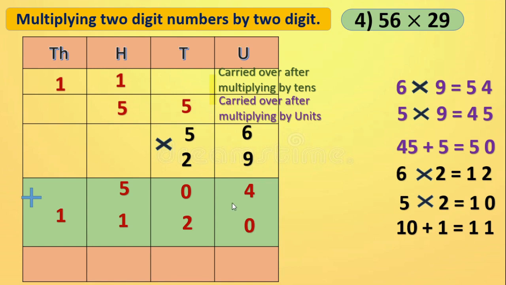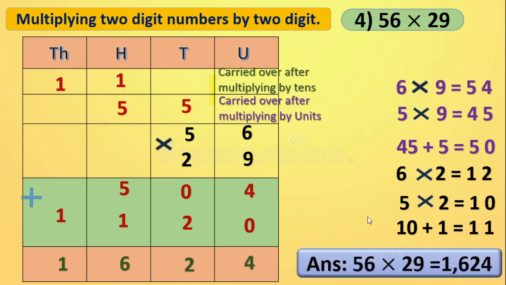Whatever we got. Okay. Now we will add this 4 plus 0, that is 4. 0 plus 2, that is 2. 5 plus 1, that is 6. Here 1. Correct? So the answer for 56 multiplied by 29 is nothing but 1624. Got this, children? Yes. Very good. We will solve one more sum of this kind.